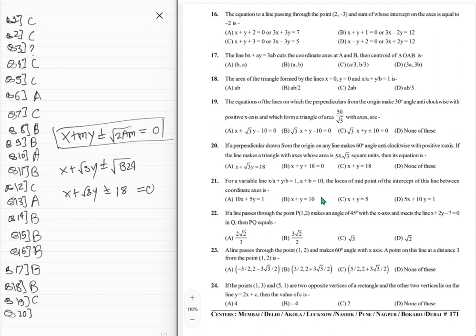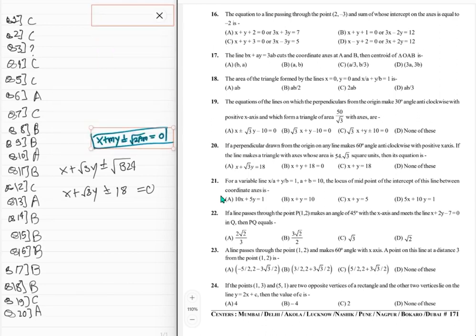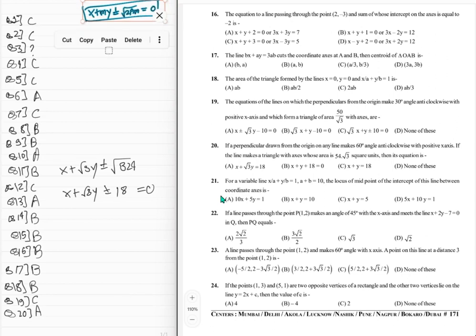So A works. Nothing else. Fine, it's 20A. I will just let that formula sit somewhere. Right, next.